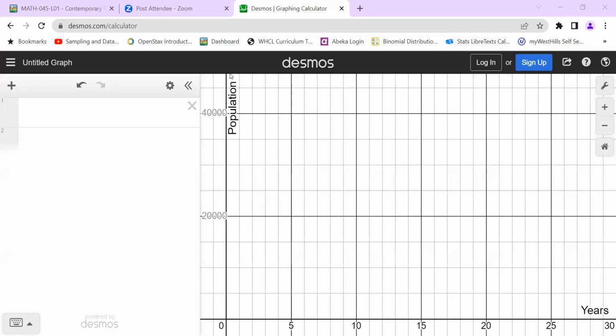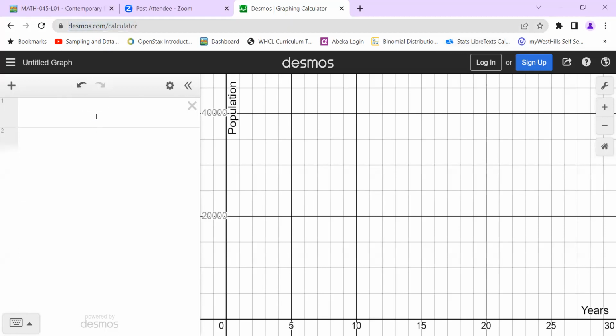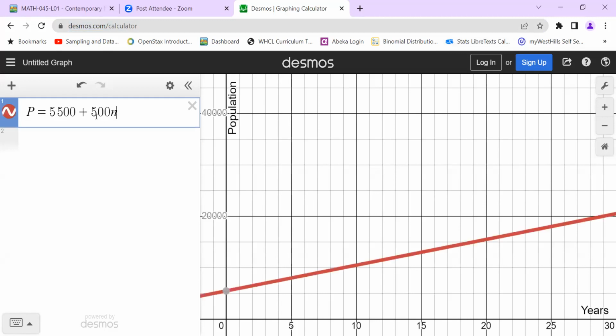Okay, here we are on Desmos. You can see on the y-axis, I have population. On the x-axis, I have years. It's not an expectation that you learn how to use this. This, again, is at desmos.com/calculator. I'm going to type in my linear model first here so you can take a look at what goes on. So our linear model was p sub n. I'm just going to use p. The population is 5,500 plus 500 people per year. And it looks like that.